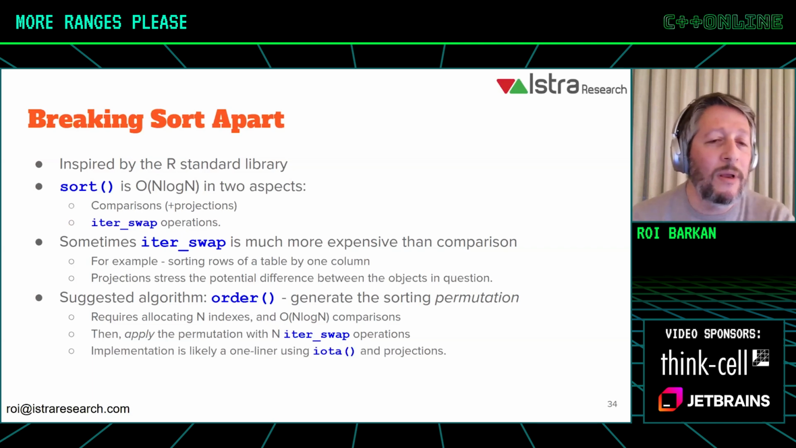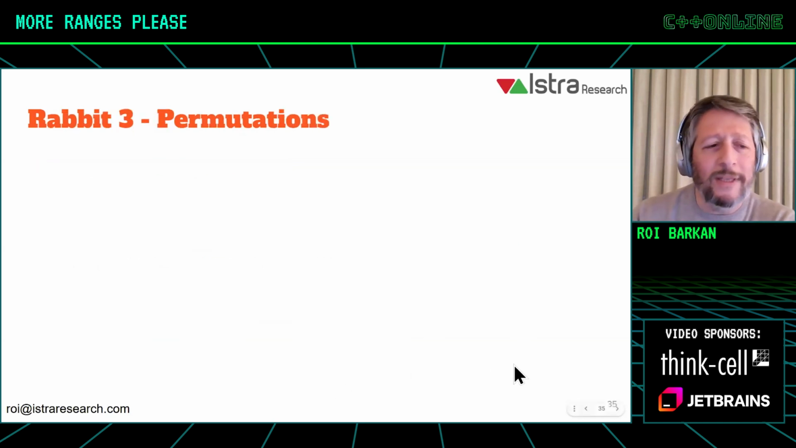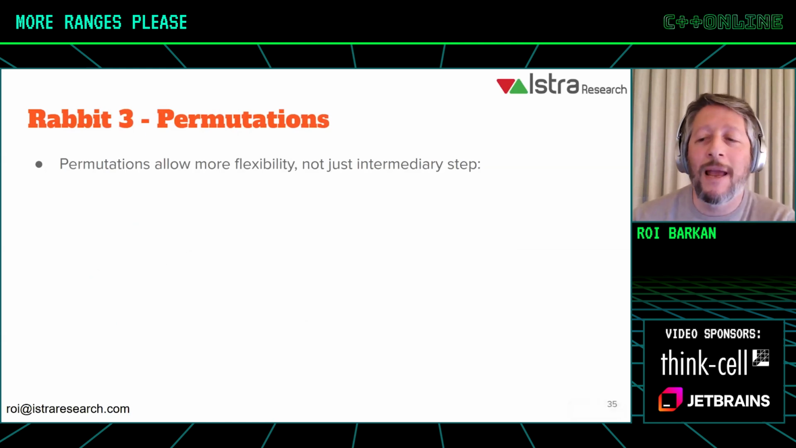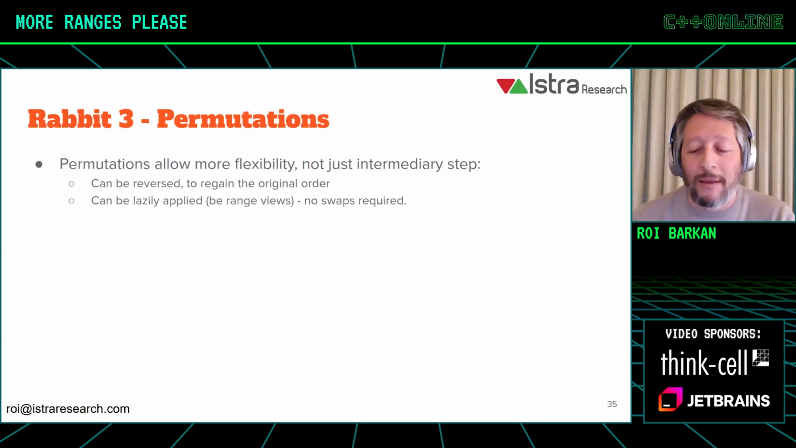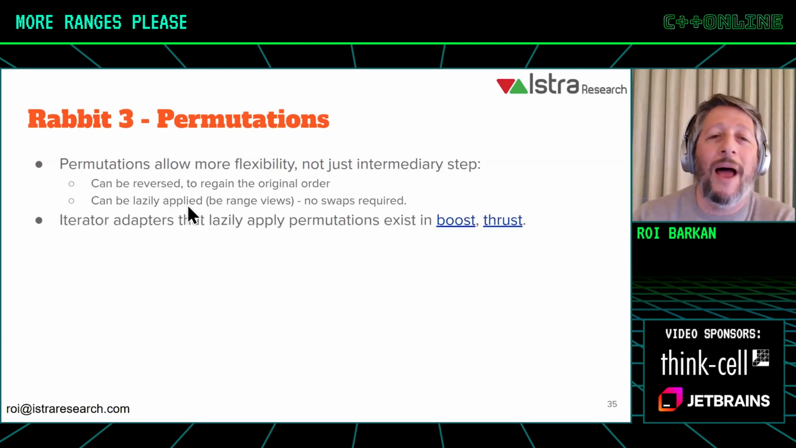And moving even deeper, you can think of the implementation of this order function very easily using iota and some projections. So this is our rabbit number 3, trying to think of permutations as a new concept inside our library. A permutation is something that can be reversed. It's sort of like an algebraic kind of thing. Applying permutations one on top of another is something that can be done, and it's very easy. We can apply permutations on information using a lazy approach, without actually swapping anything around. And this is actually something that exists both in the Boost library and the Thrust library. And again, our libraries can go and use it.